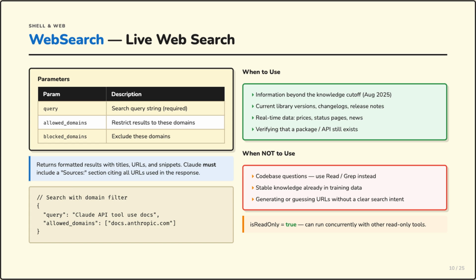One important protocol. When Claude uses web search results in a response, it must include a sources section citing all URLs used. This is a hard requirement, not a suggestion. Use web search for current library versions, changelogs, real-time status, and anything where the training data might be stale. Don't use it for codebase questions or stable knowledge that's already in training data.